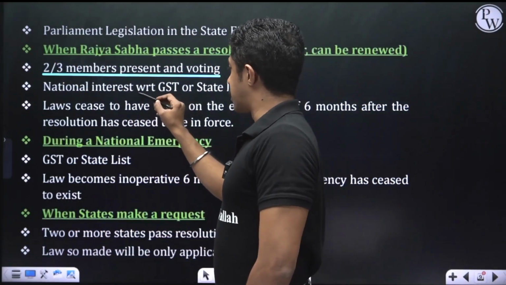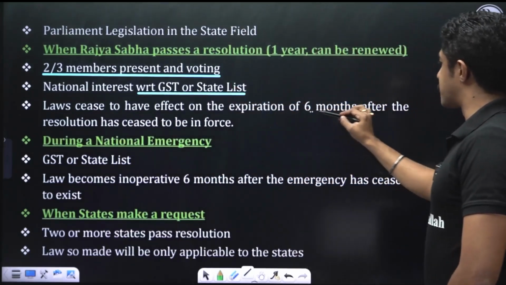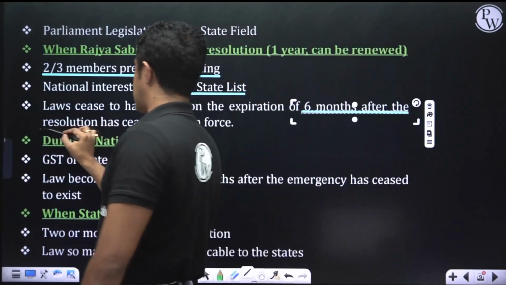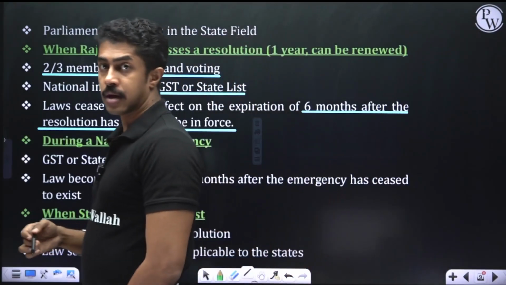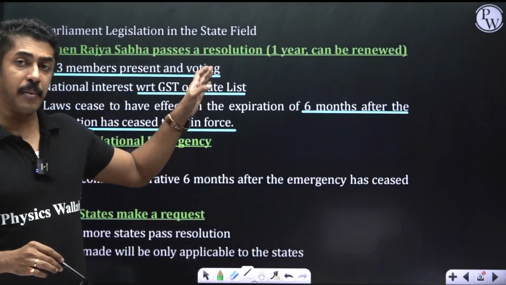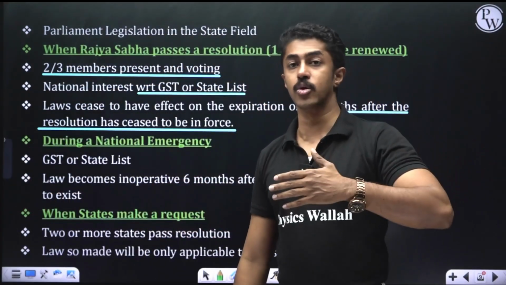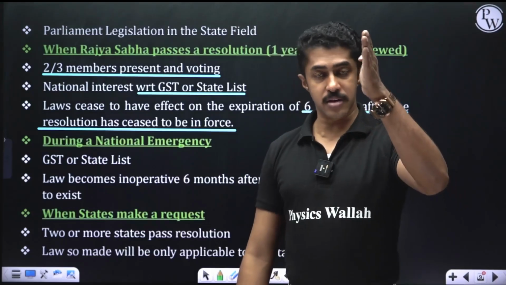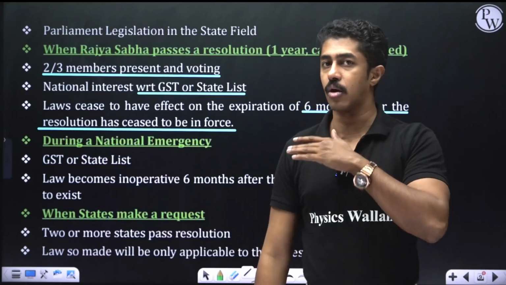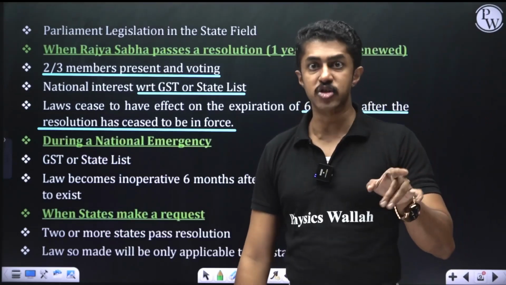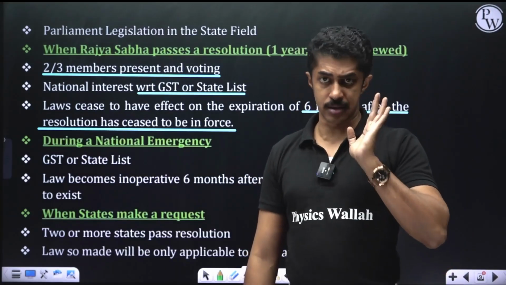This is done in national interest with respect to GST or any subject within the state list. The law ceases to have effect on the expiration of 6 months after the resolution has ceased to be in force. So this resolution has to be kept on renewing. It means only one thing: if the Rajya Sabha passes a resolution, it does not have a permanent effect. Getting the point? If you stop renewing it, then from the last date of renewal, that law will have effect for a maximum of 6 months only. After that, the law won't have any effect. And this should be passed by 2/3 of the members present and voting. This can be with regard to GST or any other subject in the state list.